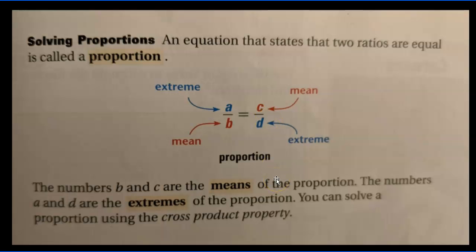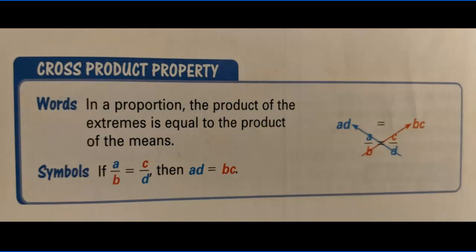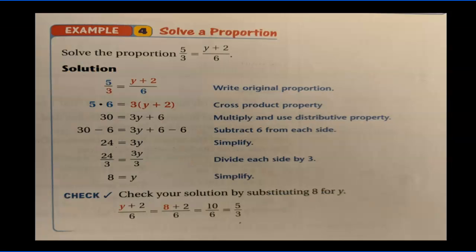Remember cross multiplying? You've seen that? Well, this is called cross product property. It's a big mouthful. Cross product property. And I thought I had, yep, there it is. So in a proportion, the product of the extremes is equal to the product of the means. Okay, so let's see what this is going to look like.